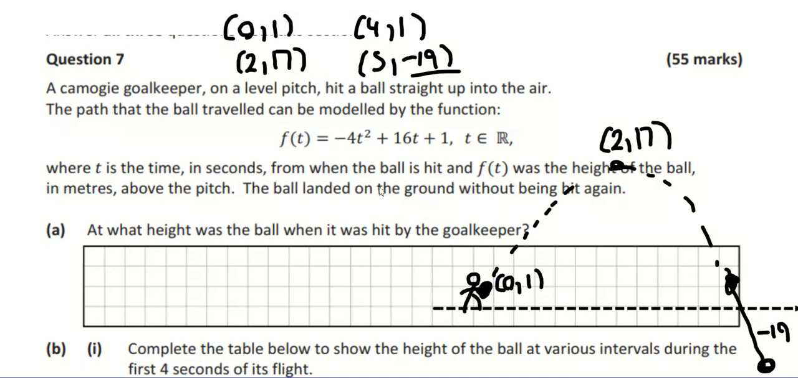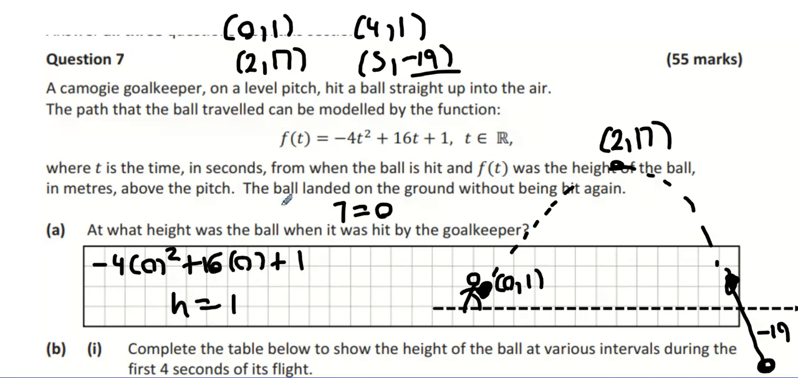Now, the first question is quite simple. At what height was the ball when it was hit by the goalkeeper? At what height was the ball at t equals 0? Grab your equation and replace all t values with 0. And you already know this answer because you know that the height has to be 1 meter. Now I'm just going to replace this. See, f(t) is the height of the ball, so f(t) can just be replaced with the letter h. This means the height is 1.